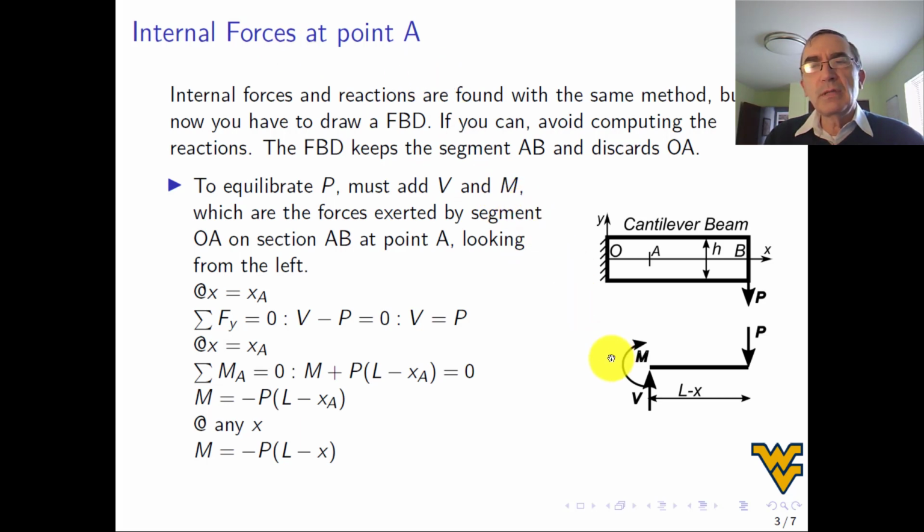But for calculating internal forces, definitely I have to do a free body diagram, and in every free body diagram, what we do is we keep part of the structure. In this case, we keep A to B, and we eliminate the rest. We eliminate O to A. What you keep and what you eliminate is a question of convenience, all right? For every problem, you decide.